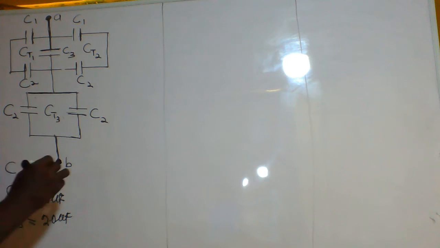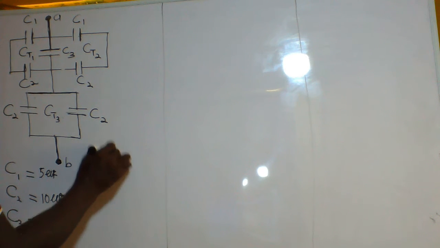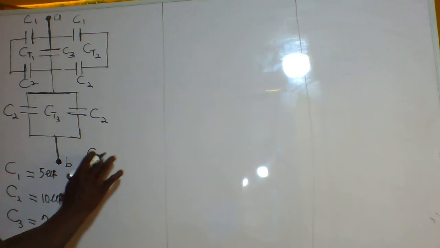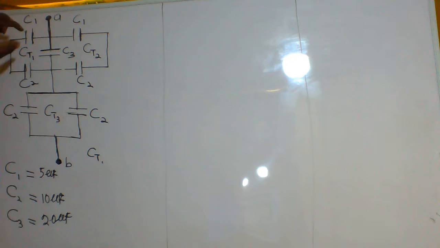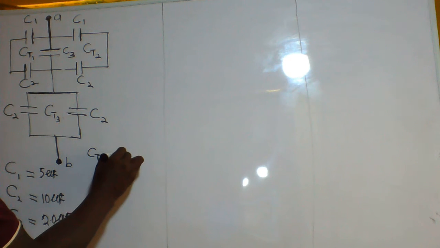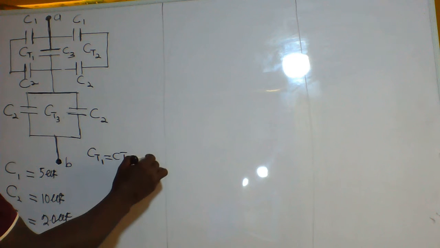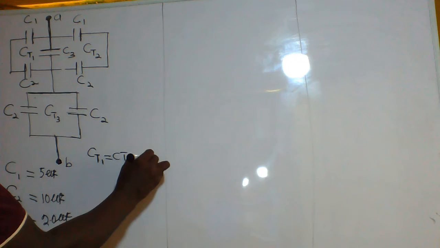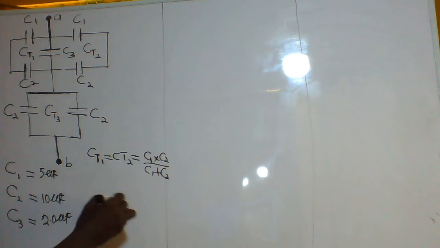So how do we determine CT1? Since these two are in series, CT1 and CT2 will be equal. How do we determine CT1 and CT2 respectively? It is C1 times C2 over C1 plus C2, since they are in series.